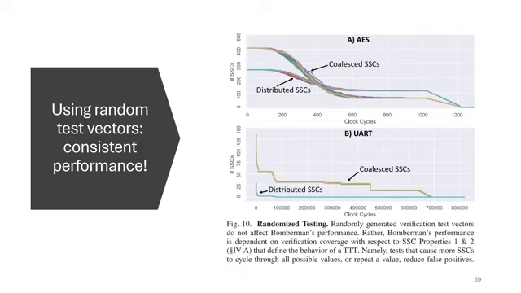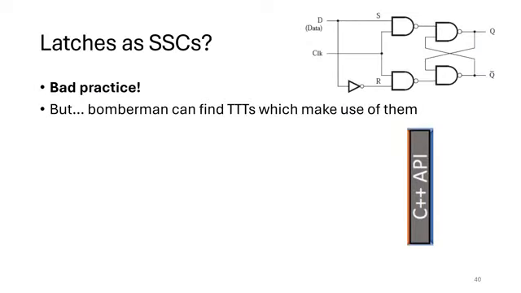This is a graph of the performance over time, or the number of SSCs found suspicious, and they ran many random vectors through these tests, and you can see that the trend is very similar for all of them, and for UART it's almost identical in every run. So this means that the performance of Bomberman isn't dependent on a specific test case.